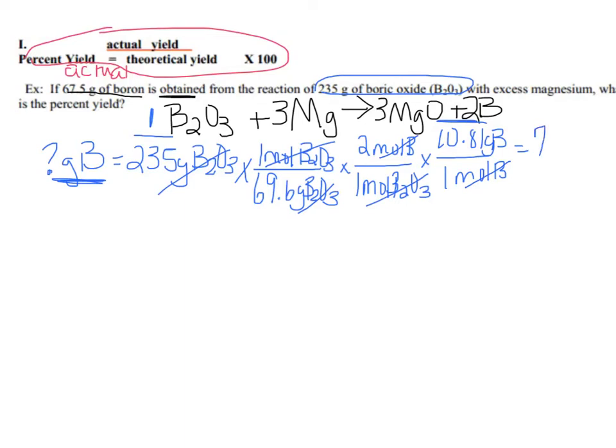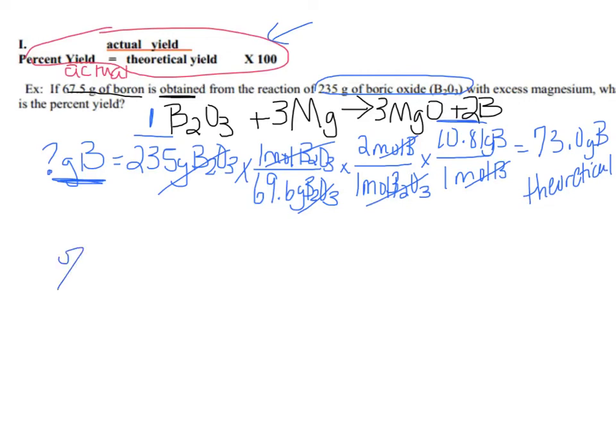I get 73.0 grams of boron, and this is going to be my theoretical yield. Now I'm ready to go ahead and plug my numbers into this formula from the top.